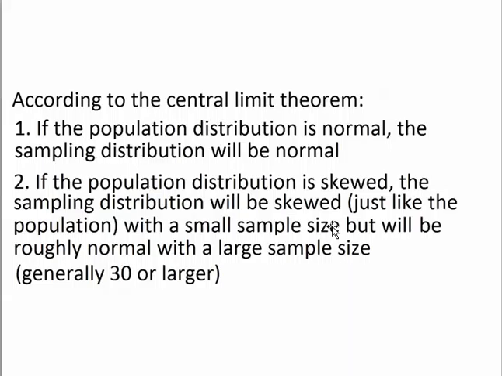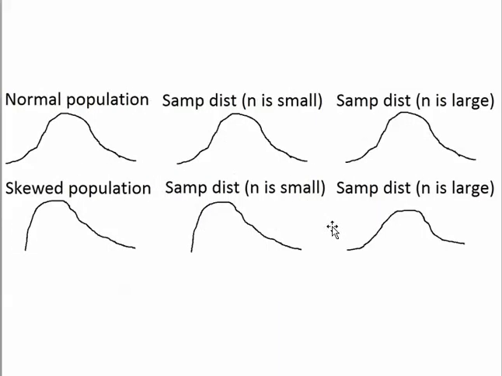But if the population is skewed, the sampling distribution is skewed just like the population if you're selecting small samples, but will be roughly normal if you're selecting large samples, such as samples of 30 or larger. So if the population is normal, and you take a certain sample size, the possible samples will always follow a normal curve, regardless of what sample size you're dealing with.